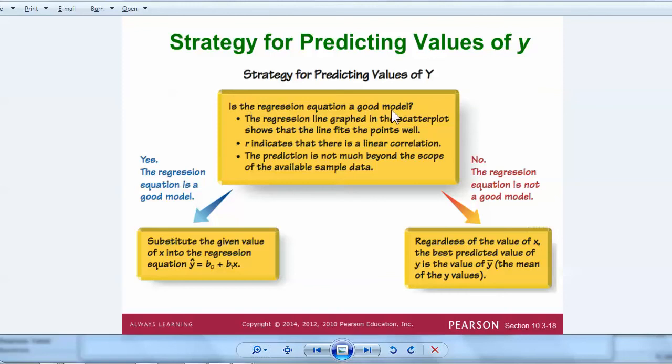Well, that depends on whether or not you first plotted the data, which we don't have, and it had some sort of a linear pattern, and then you created this regression line, and it fits that pattern well. Okay, and then also if R indicates that there is a linear correlation.